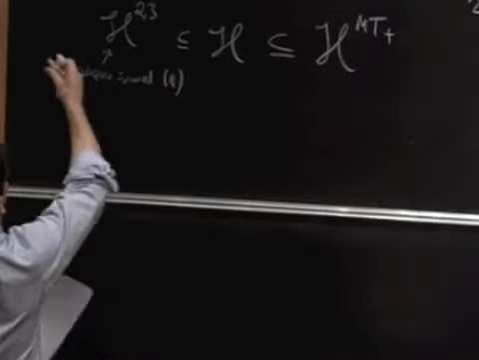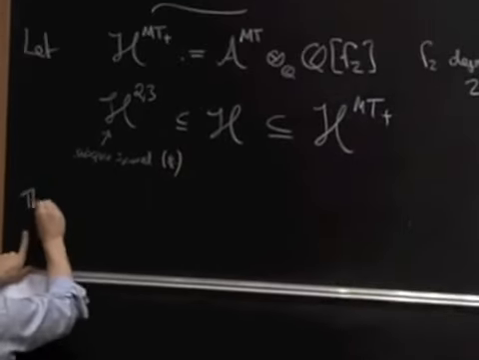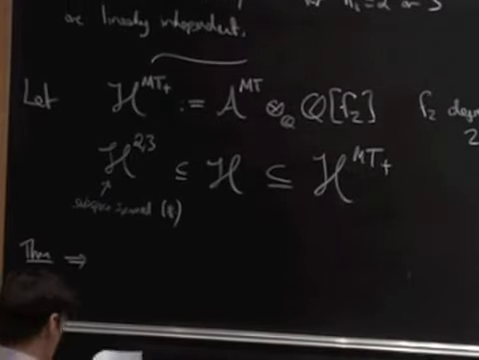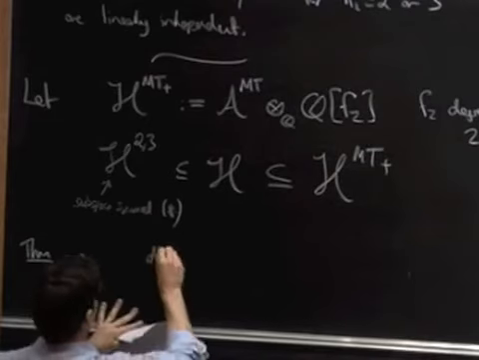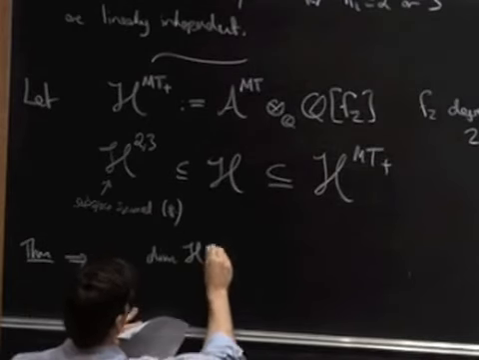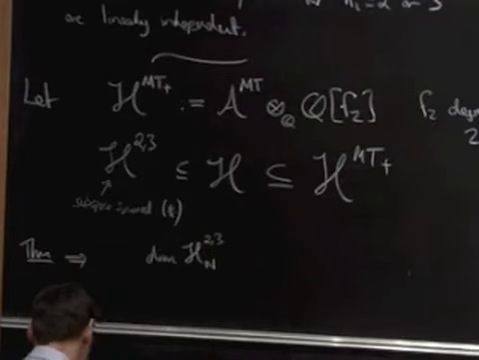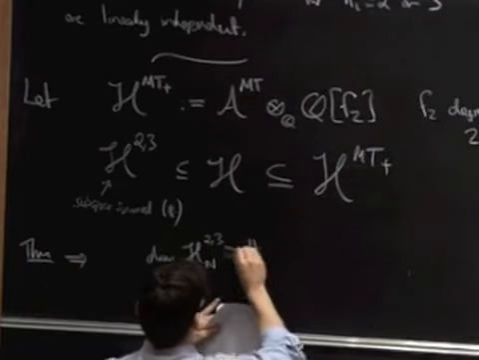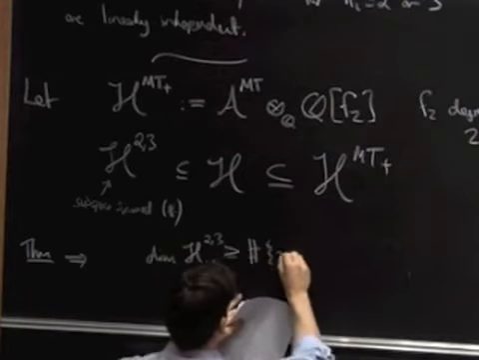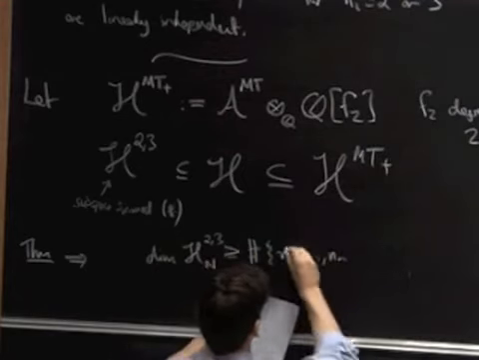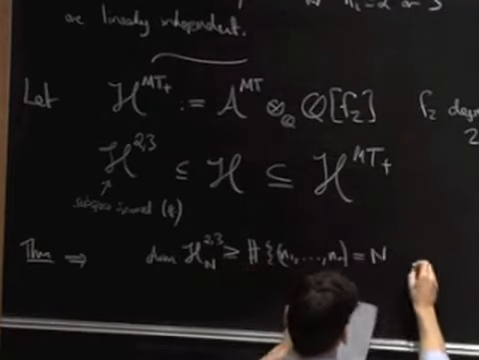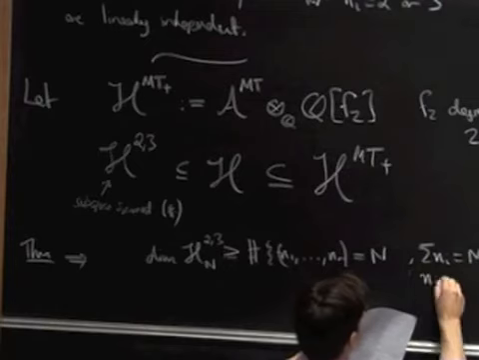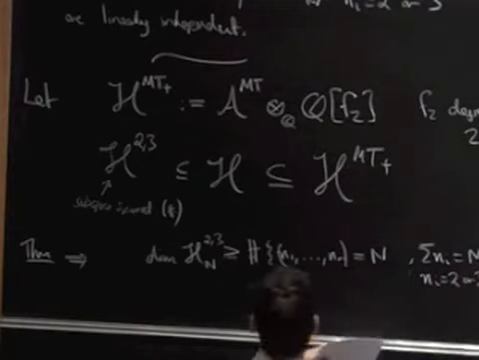So what does the theorem imply? The main theorem implies that these elements are linearly independent. So in particular, it says that the dimension of H_N23 is at least the number of ways of writing an integer N as a sum of integers equal to 2 or 3. That's what it says.